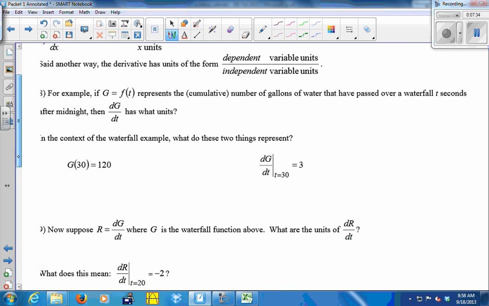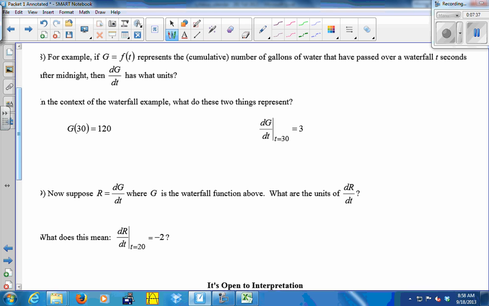All right, so we're going to do some interpretation of what derivatives mean in real life contexts, and we'll be switching back and forth with different notations to try to get used to them. For example, if G equals F of T represents the cumulative number of gallons of water that have passed over a waterfall T seconds after midnight. So G is a function that counts cumulative gallons of water. We want to find the units on dg dt.